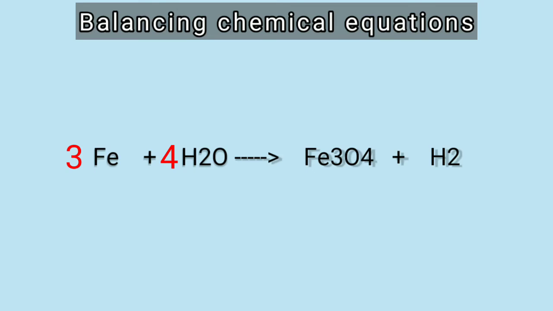Now we will check hydrogen atoms. 4 times 2 is 8. We have 8 hydrogen atoms on left side. So we will write 4 as a coefficient of hydrogen on right side also. That will balance all the atoms on left and right side of the equation.